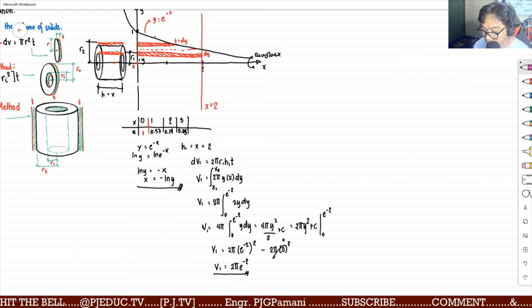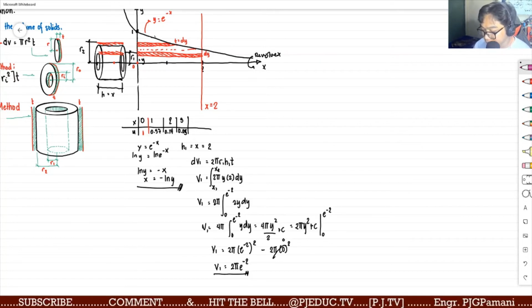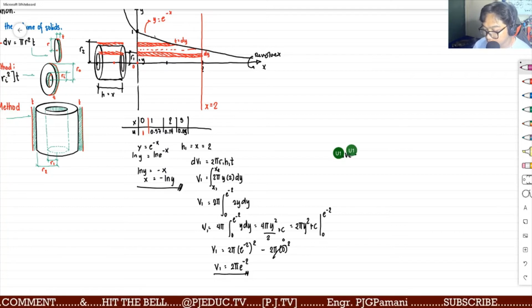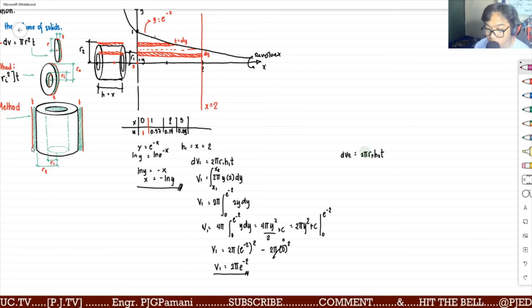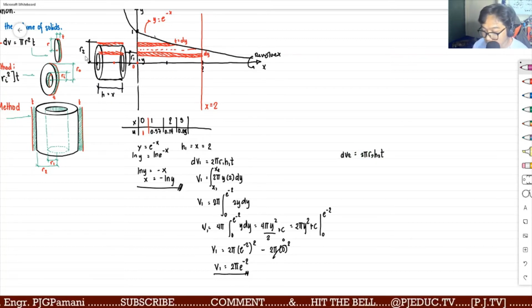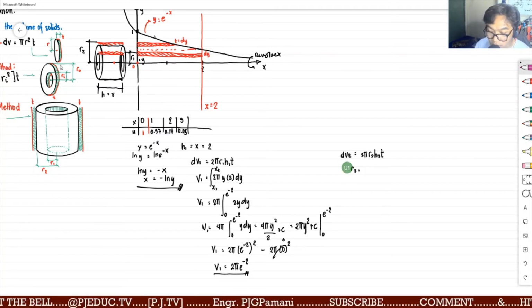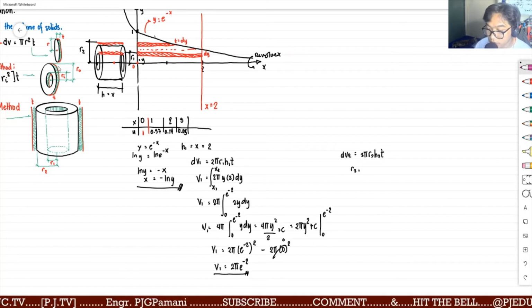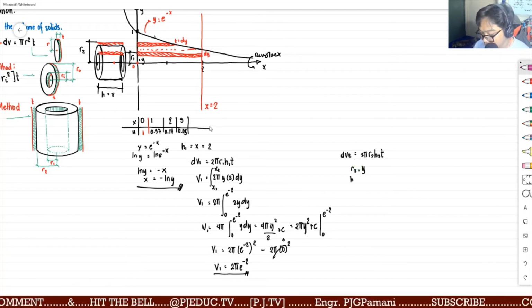The volumes should be the same. So, we still need to solve volume number 2, which is now with respect to radius number 2. So, dV2 is equal to 2 pi r2 h2 times t. Okay? What is our radius 2 now? Again, radius 2 is with respect to the x-axis. So, r2 is simply equal to y.